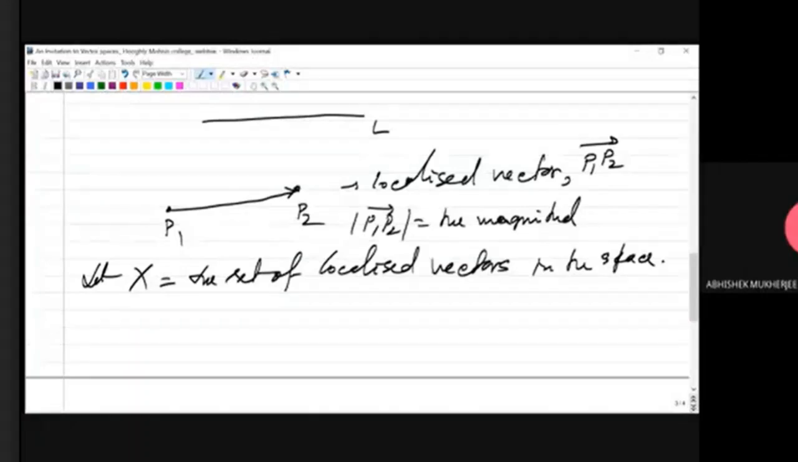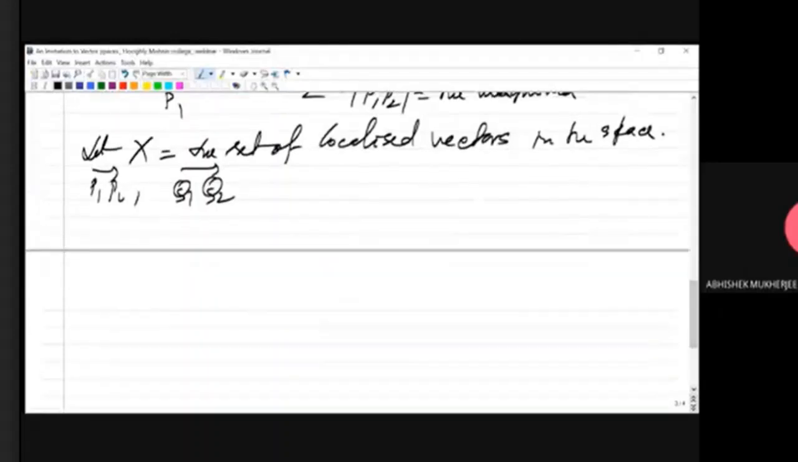Now since we have a set, our intention is to give an equivalence relation on that set, but how can it be defined? So let us take two localized vectors, suppose one is P1P2 arrow and another one is Q1Q2 arrow. So if you have two localized vectors, then you say that these two localized vectors will represent the same arrow if they satisfy the following conditions. What are those? So the first one is, if you regard this arrow as a straight line segment, then P1P2 is parallel to Q1Q2.